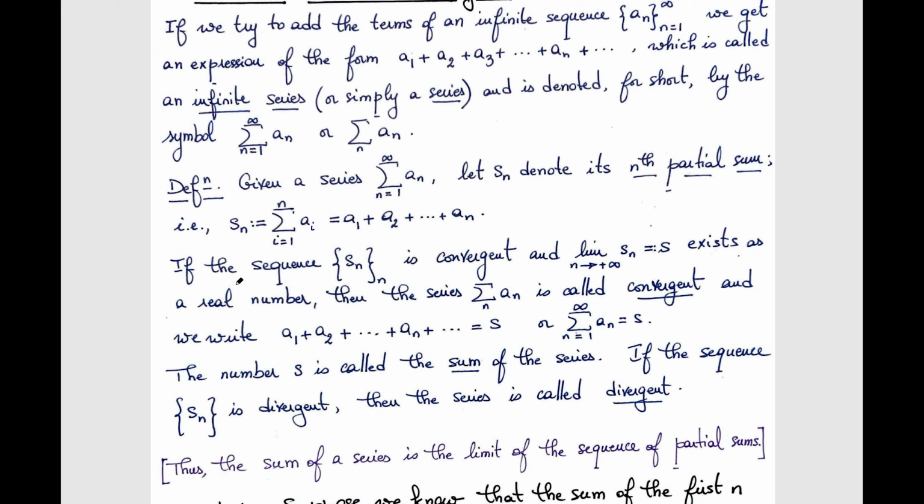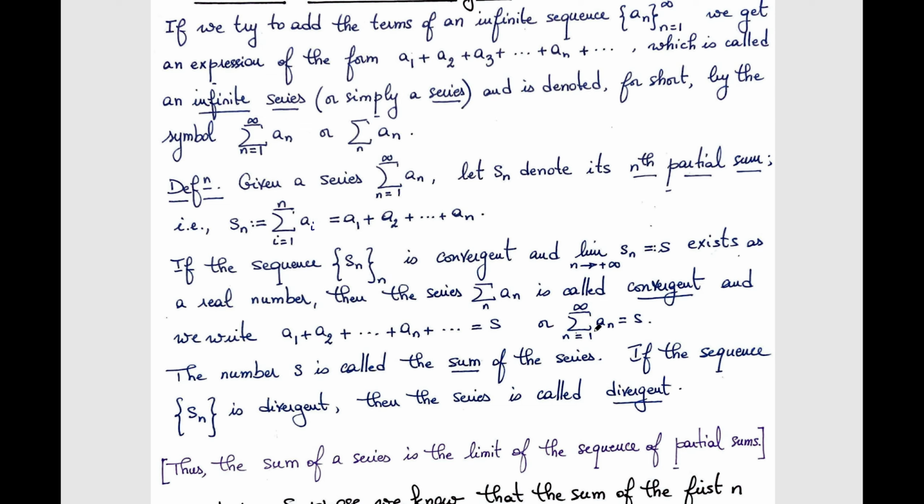Now, consider the sequence created by the nth partial sums of that series. I'm not talking about the sequence of the terms anymore. I'm talking about the sequence of the partial sums associated to that series. If that sequence converges, and we call that limit, let's say S, then we say that the big series converges, and it converges to that number S.